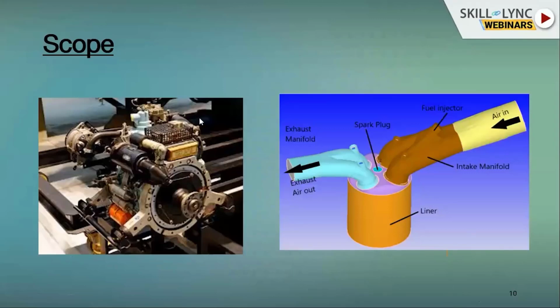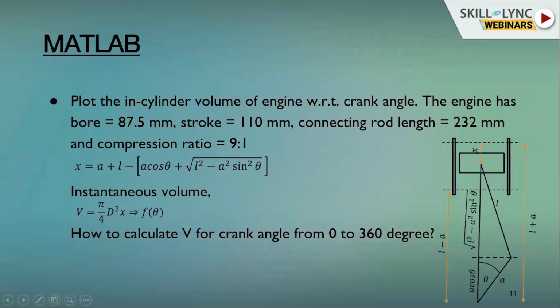You can see how an internal engine looks from inside. In BTech time we never saw an engine from inside. Here you can see how the air is getting in, how the flow will be inside the combustion chamber. There is a spark plug, so this is a spark ignition engine, and after combustion how the exhaust will go away from the engine. So let's come to the MATLAB part.